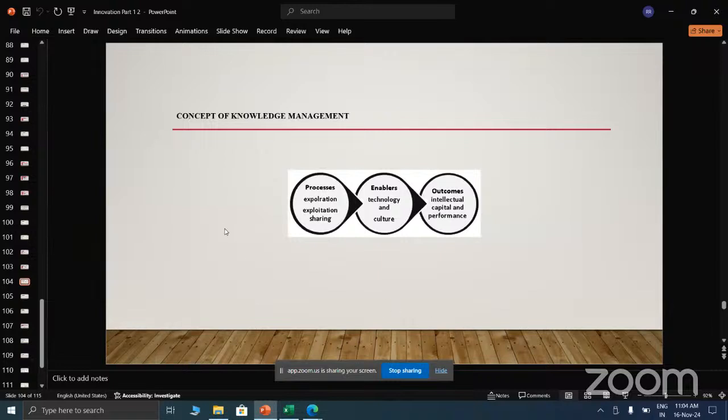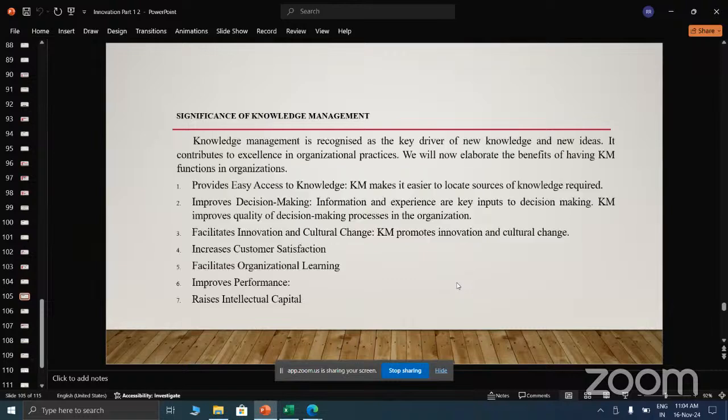So this is the concept of knowledge management, which includes three stages, that is the process, the enablers, and the outcomes. The process looks into exploration and exploitation sharing. The enablers look into whether it is technological or cultural. The outcomes include intellectual capital or performance related.